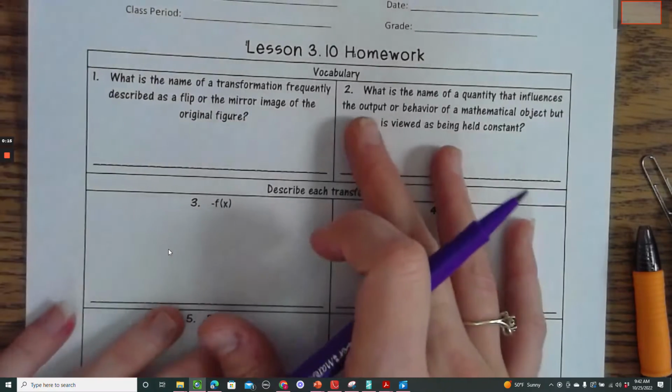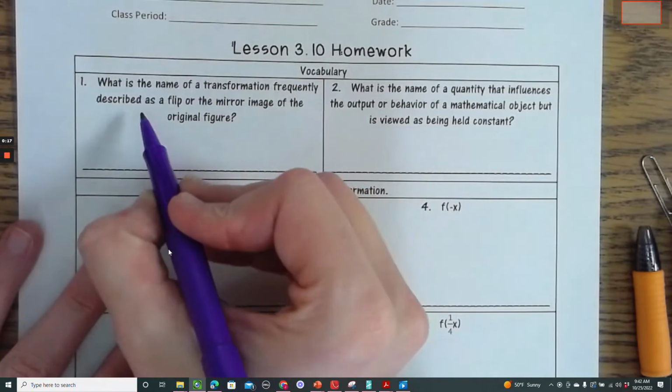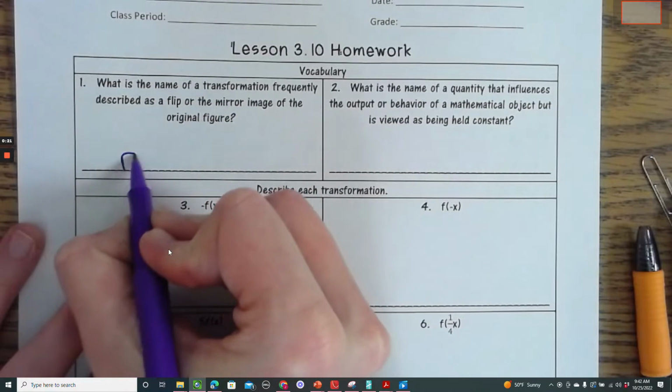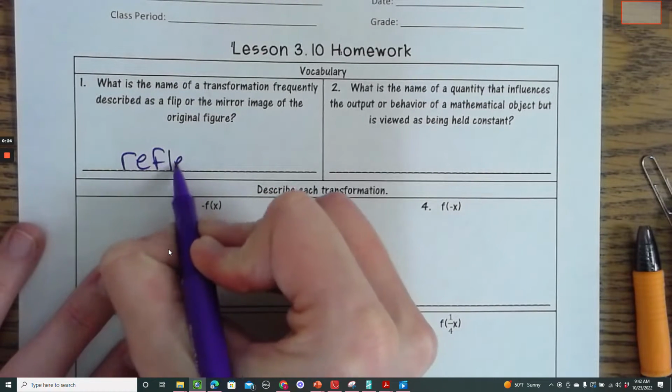So number one, what is the name of a transformation frequently described as a flip or the mirror image of the original figure? That's a reflection.